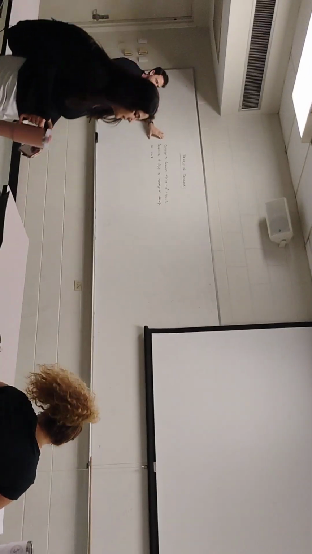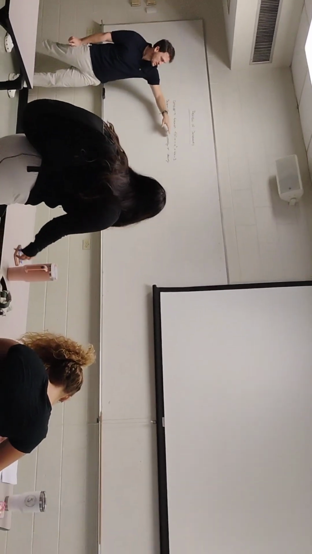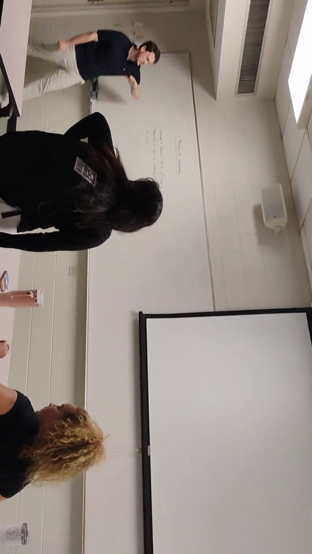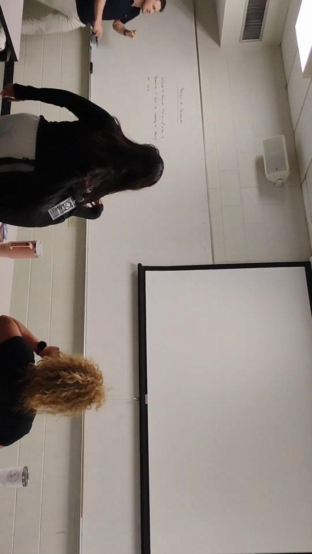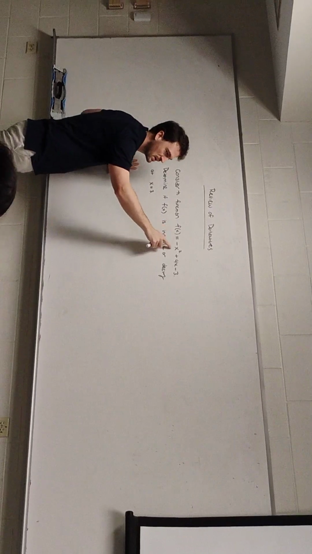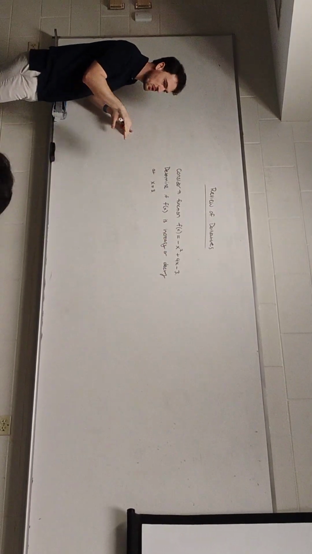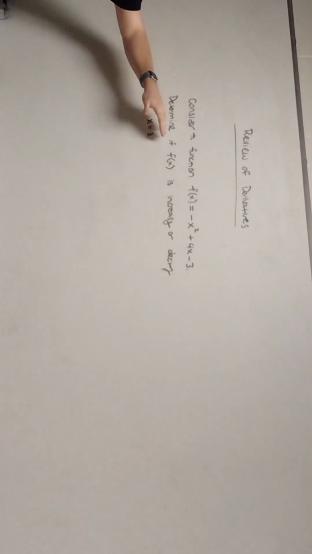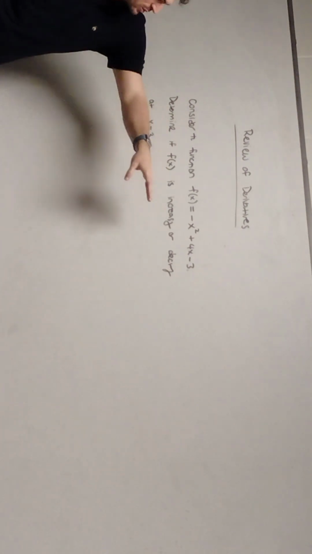This is just a traditional Calc 1 problem that we've probably seen a million times before. Consider some function, f of x equals something. We're back in our Calc 1 brain, so there's only one variable, it's only f of x, and my function is now in terms of only one variable. The question is, determine if the function is increasing or decreasing at x equals 3.